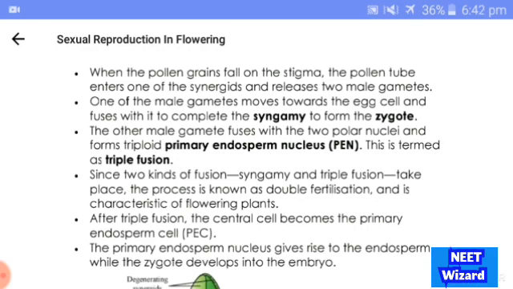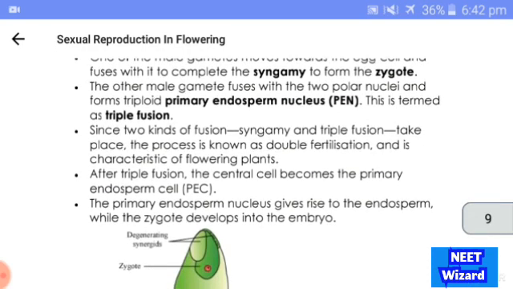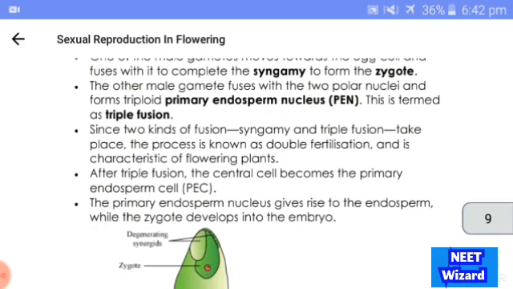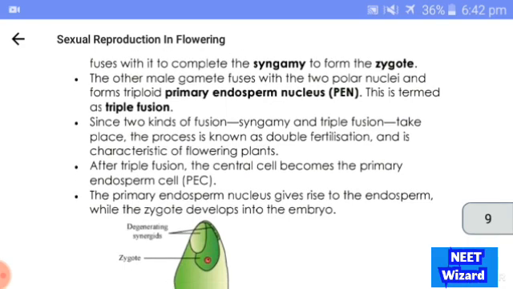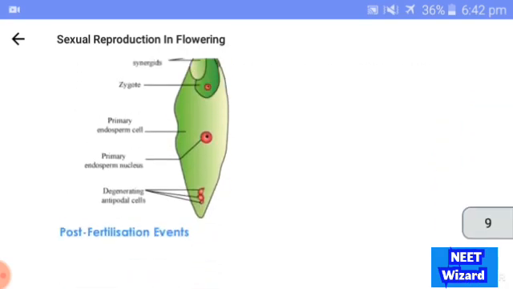Since two kinds of fusion, syngamy and triple fusion, take place, the process is known as double fertilization, and it is characteristic of the flowering plants. After triple fusion, the central cell becomes the primary endosperm cell. The primary endosperm nucleus gives rise to the endosperm, while the zygote develops into the embryo.